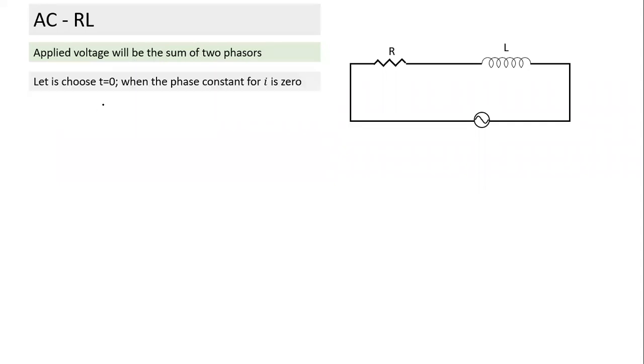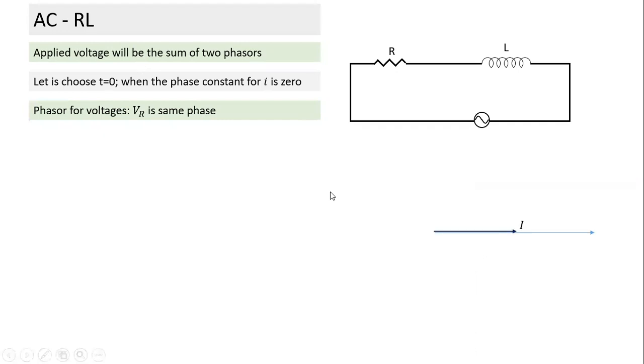Current is common for both. So I have chosen a time t equal to 0 when the phase constant for I is equal to 0. Phase constant for current being 0 means how do we draw the phasors? I can draw the current phasor at 0 angle. That's the time I've chosen, t equal to 0. So this is the current at t equal to 0. This is the phasor for I, at 0 angle.